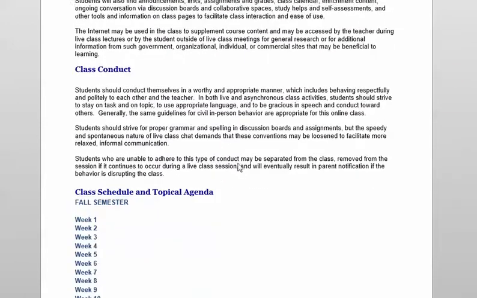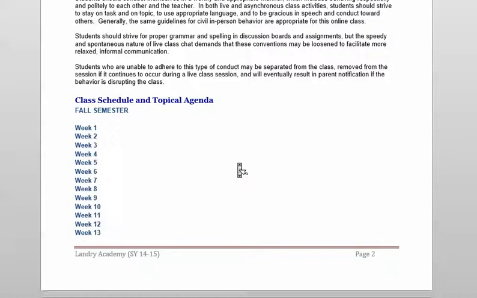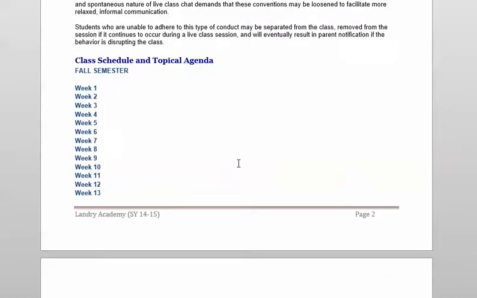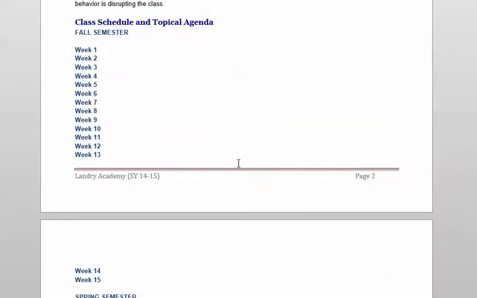There's attendance policy information, class conduct, and then here is where our class schedule and topical agenda is located. Now if you are teaching a one-semester class, then you will only have the fall semester, or you will only have the spring semester listed. But if you're teaching a full year class, then you need to make sure that you include all 15 weeks.